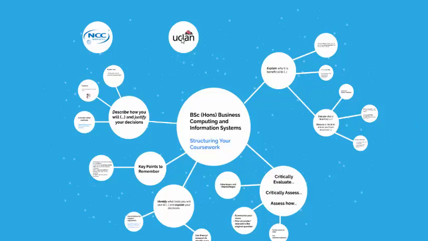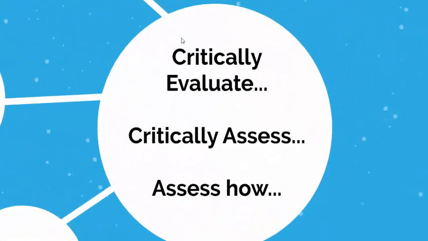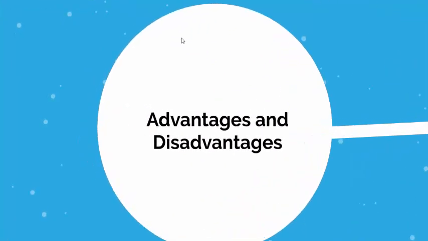The key to earning higher marks is to understand how to answer certain types of questions in assignments. Here are some examples of the types of questions you may be asked. The first is to critically evaluate, critically assess, or assess how. First, weigh up the advantages and disadvantages of the question, using examples from the case studies and theories or research you have been taught.